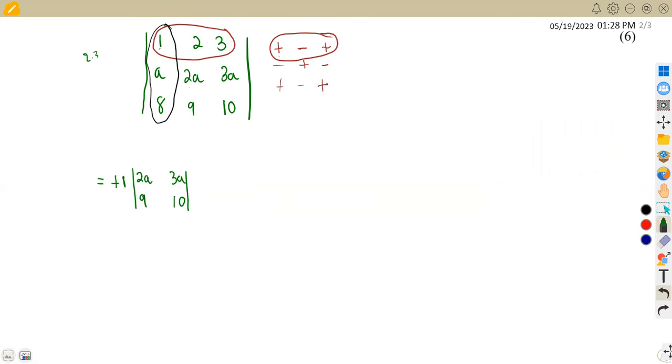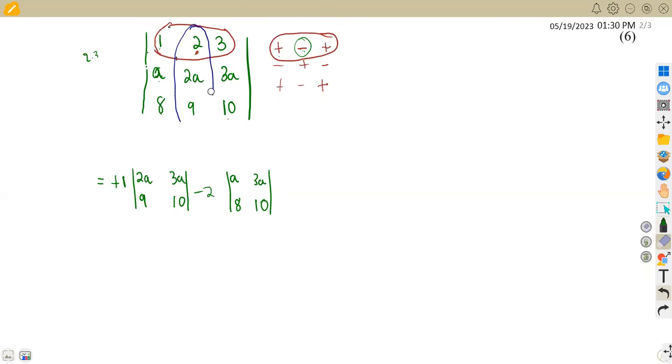Okay, we move on to 2. This time we are no longer considering this part here. All right, so this time we are focusing on this part where there is a 2. We do the same thing: close the row where there is 2, and close the column where there is a 2. From the sign that we have here, it's a minus. 2 corresponds with a minus, so that's minus times 2, which is minus 2. The determinant corresponds, after we have closed the row and the column where there is 2, to what remains: a here, 3a, 8, and 10. So we have determined the part of 2.